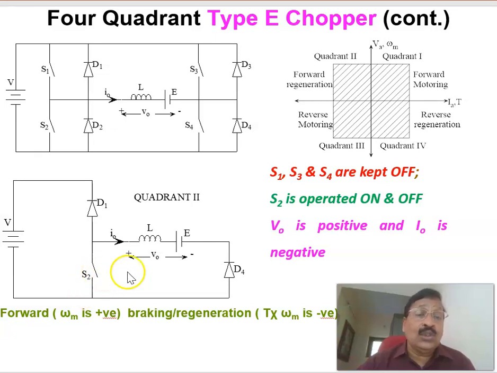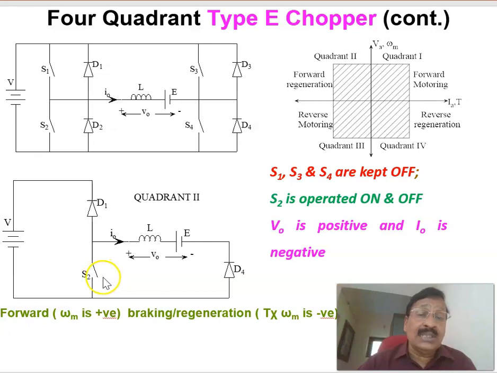When S2 is open, whatever energy is stored in the inductor will try to drive the current in the same direction as before. Therefore, plus here and minus here comes that induced voltage as per Lenz's law. Since it is plus here, this will be driving current through this diode.